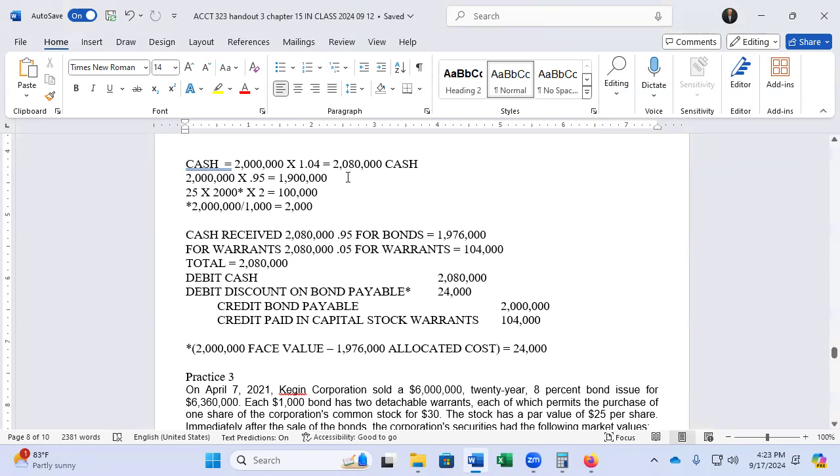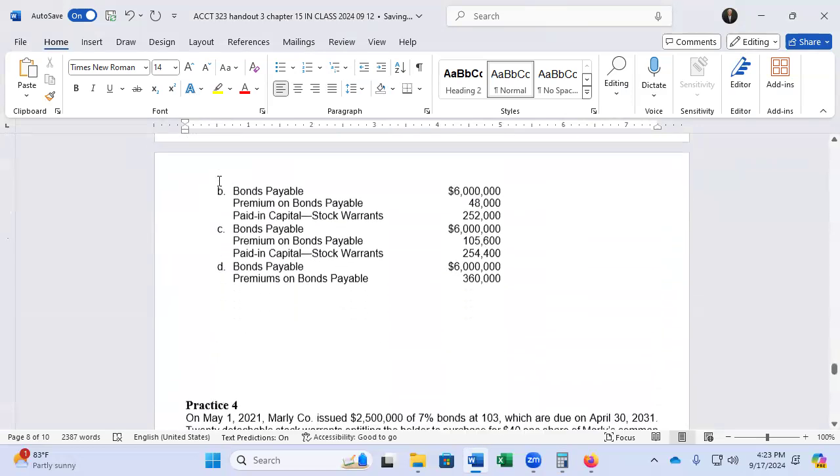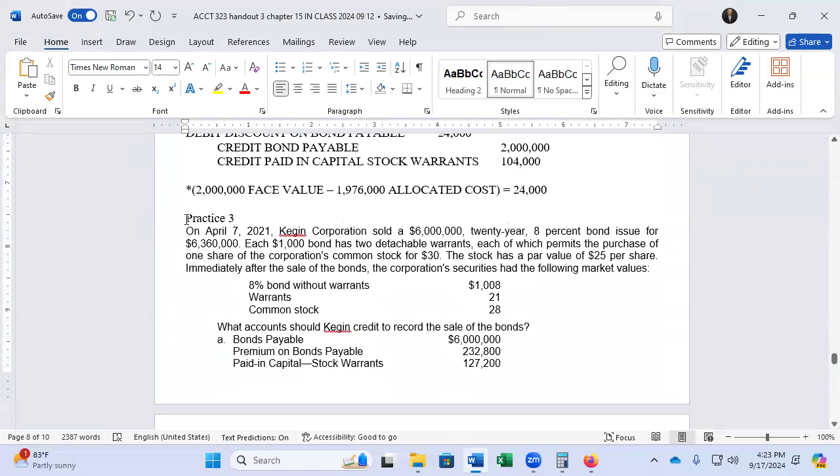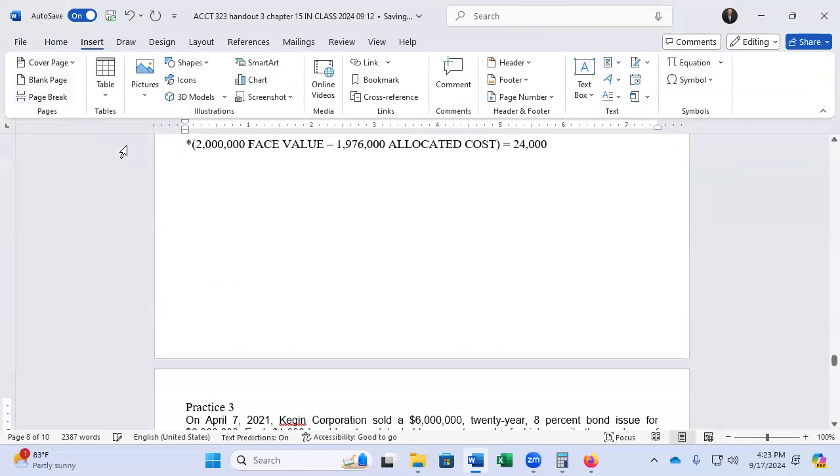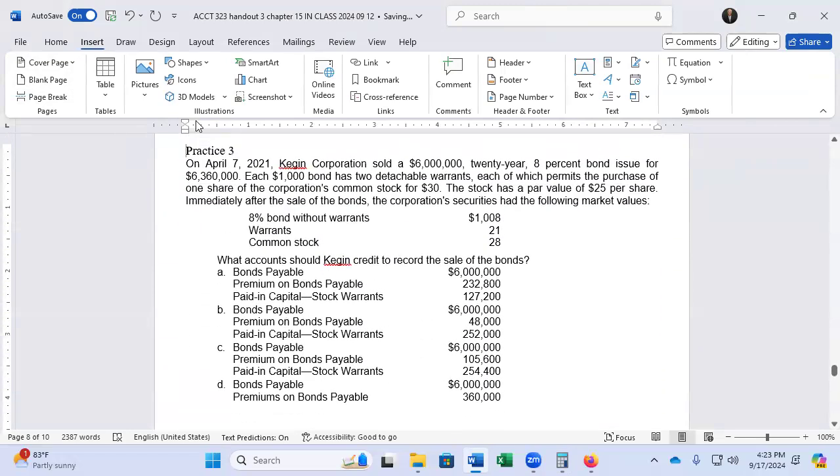So what we did here is these are the fair values. So when you come back and look at these. You guys, practice number 3, I'll give you about 6 minutes and see where we're at. If you have any questions, please don't hesitate to ask. I'll be happy to come around.